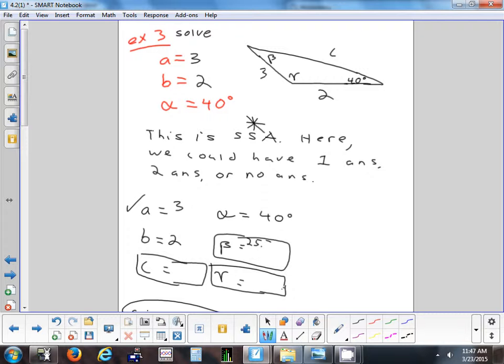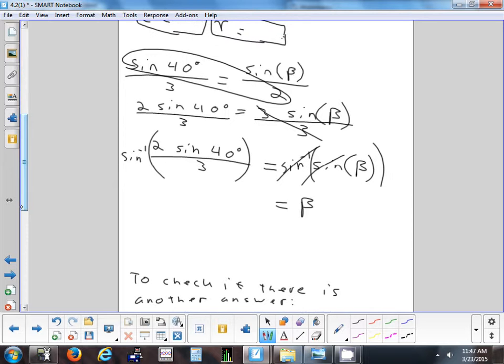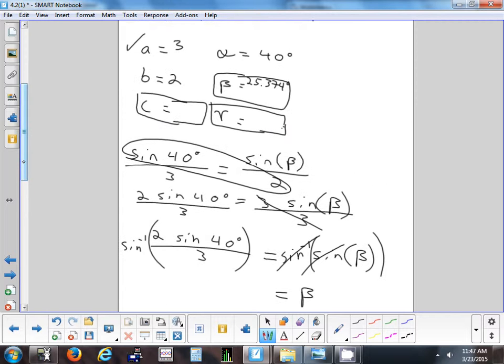So what I'm going to do is write it up higher in the box, just in case there's a second one. And if there's a second one, I'll put it right below it. If not, then I won't put anything there at all. All right. Now, how do we check if there is another answer? Well, first you got to get the 25.374. Any questions on how we just got that?